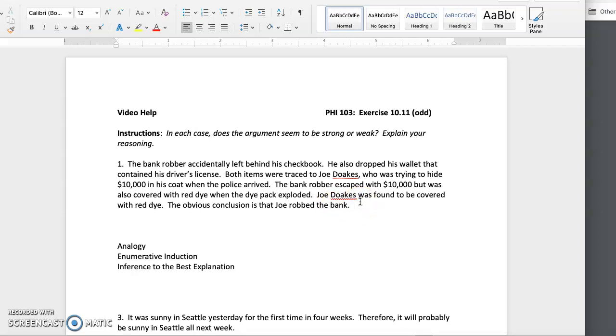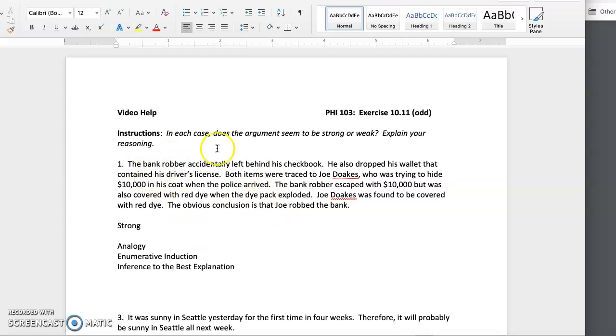All right, so first, I hope we can all agree that this is a strong argument. The checkbook, driver's license, the fact that Joe Dokes had the exact same amount of money as was stolen, and the fact that he was covered in red dye. Now remember, this is inductive arguments, right? And inductive means that the premises do not make the conclusion absolutely certain.